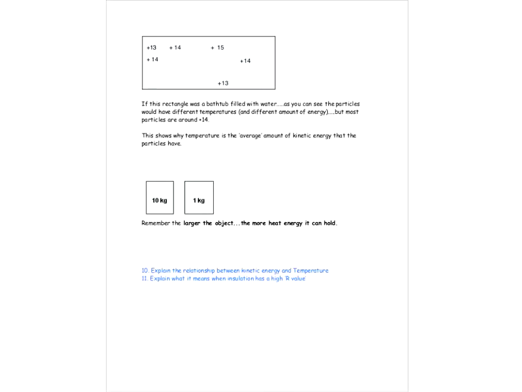So we're going to look at a picture here that kind of illustrates that. So if this rectangle that you see was a bathtub filled with water, as you can see, the particles would have different temperatures and different amounts of energy, right? But most of the particles are around plus 14. So this illustration here is showing why temperature is the average amount of kinetic energy that the particles have. Their average is around plus 14.